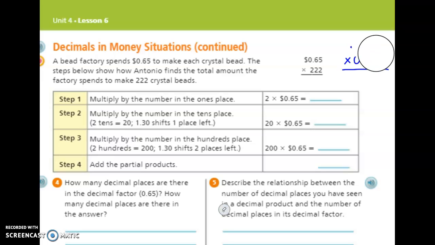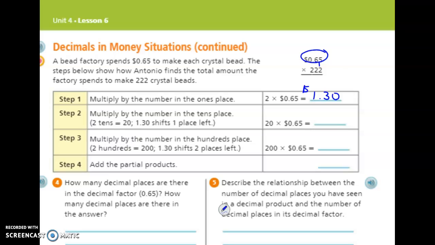When you have 3 numbers on the bottom, if you're multiplying the traditional way, you would do your ones column, then you'd put your 0 and do your tens column, and then you'd put 2 zeros down and multiply by your hundreds. So that's what it would look like if you were doing it the traditional way. We're going to do this by using the place value way. Okay, so first we're going to multiply the number in the ones place. So we're going to multiply the 2 times the whole 65 cents. Okay, can you do that in your head? 65 and 65. It should be $1.30. Copy that down.